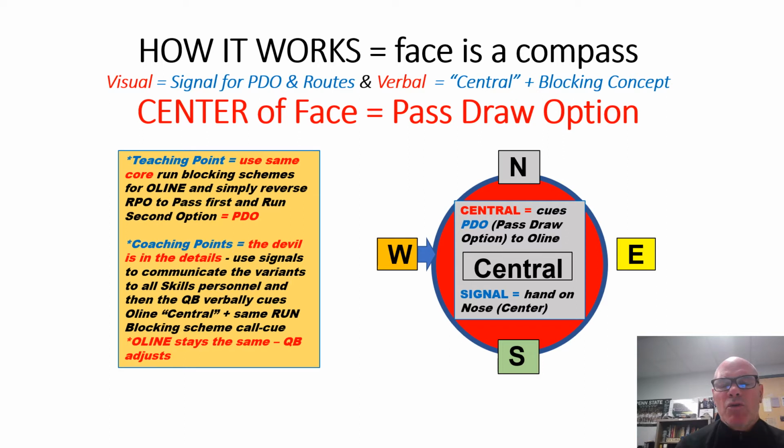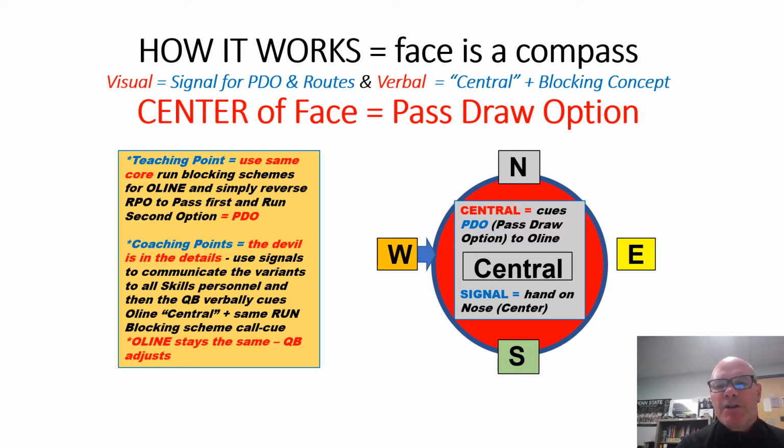All right, this is how it works. Remember, we use our face as a compass for signalers from the sideline. That gives us our play action pass cues of north, east, south, and west. And then when we want to use PDOs, pass draw options, we go to the center of the face, and the keyword there is central.